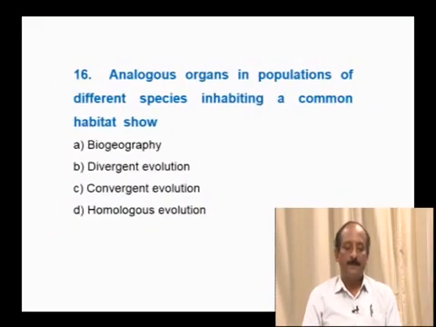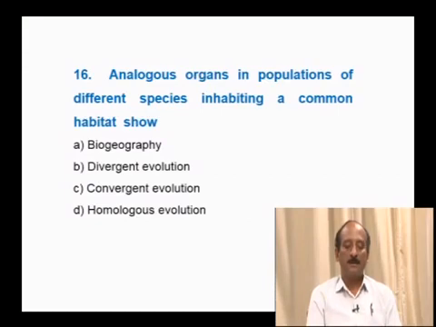Question number 16. Analogous organs in populations of different species inhabiting a common habitat show biogeography, divergent evolution, convergent evolution, homologous evolution.